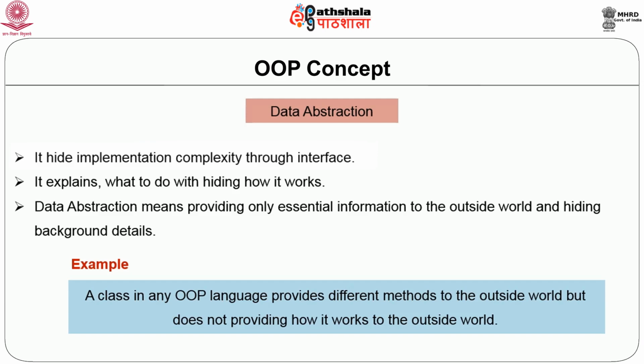So you know that when you use the accelerator, it will increase your speed. This is actually an interface or a layer which only shows that it will increase your car speed, but how it internally works, you don't bother about it. So this is one type of abstraction. Of course, in OOP it is data abstraction.